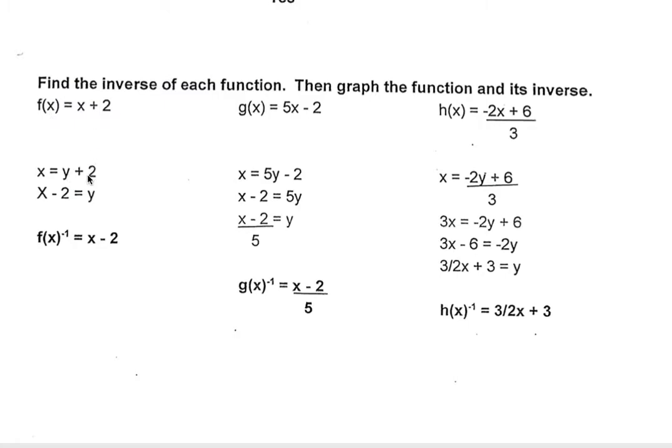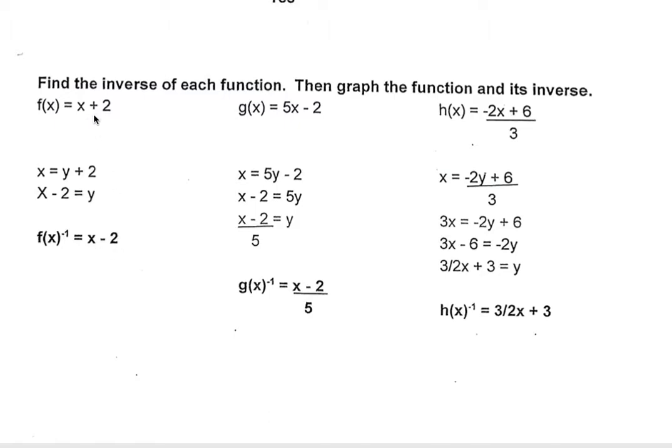We leave the plus 2 alone, and then you solve for y, meaning get everything away from y. The only thing we have in this one is the plus 2, so we subtract 2 from both sides. You're left with x minus 2 equals y, so we are done at this point. The x minus 2 goes here, then we write it as f of x with the inverse sign. So the inverse of f of x is x minus 2.